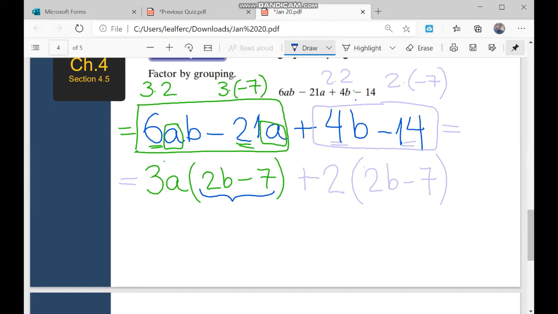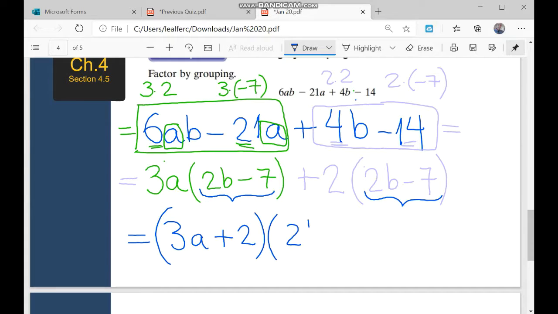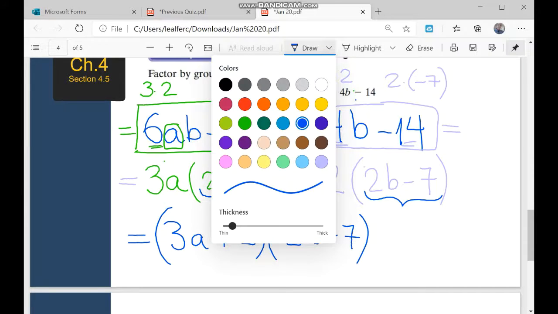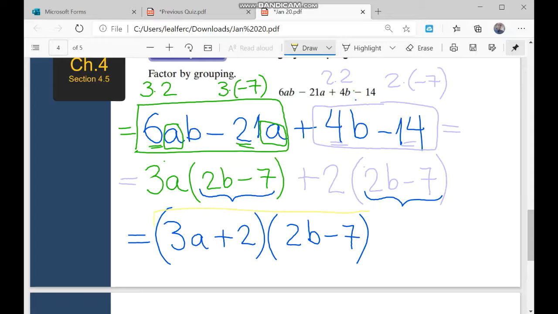Check this. 2b minus 7, 2b minus 7. It's the same, right? So you can factor it out. You can write it as 3a plus 2 times 2b minus 7. And this is the final answer. This is the result that we're looking for. Tell me if you have any questions.